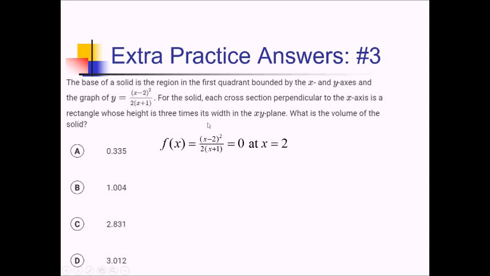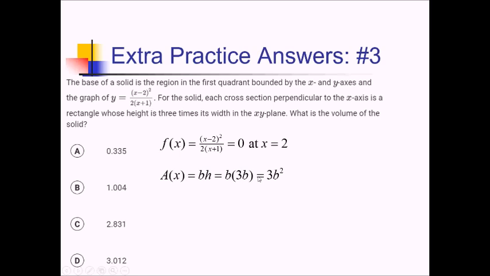In general, now I'm going to write that the area of my rectangle, the A of x here, which I'm going to need to integrate, is base times height. But again, the height is 3 times the base. So we can write this as b times 3b, or 3b squared. And now I still need to write this in terms of x to integrate it.